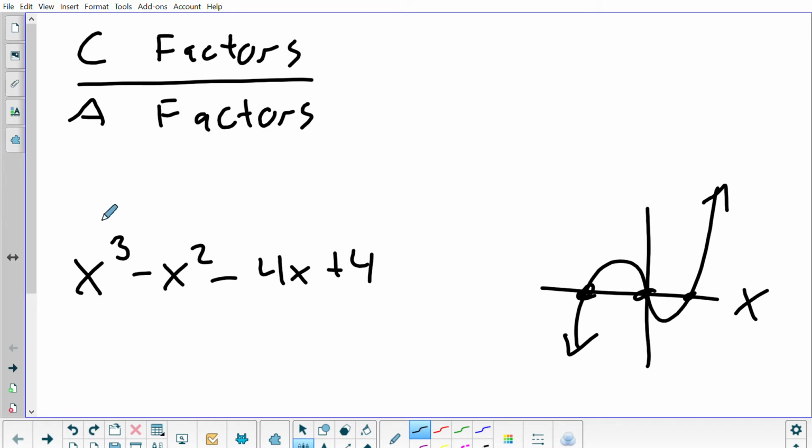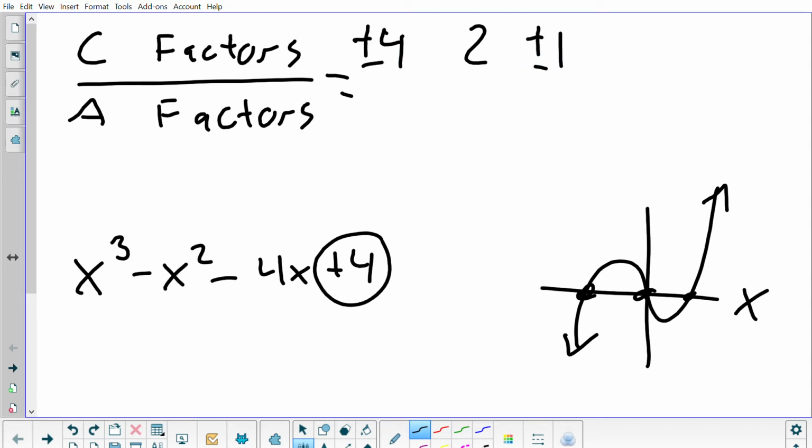When it is given to us in this form, the best we can do is possible answers. To find possible answers, we take our c term, which is our very last term, and we say, what multiplies to 4? Well, 4 times 1 gets to 4, and 2 times 2 gets to 4. But also, negative 4 times negative 1 gets to 4, and then positive 2 times positive 2, but also negative 2 times negative 2. So there's a total of 6 numbers that can be up top.